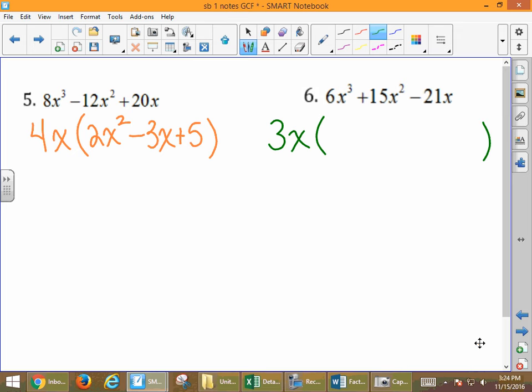And then to figure out what still remains in our parentheses, we divide. 6 divided by 3 is 2. We had 3 x's, we took out 1, now we have 2. 15 divided by 3 is 5. We had 2 x's, we took out 1, so we still have 1. 21 divided by 3 is 7. We had 1 x. It's now out in front of our parentheses. We don't need to write an x again.